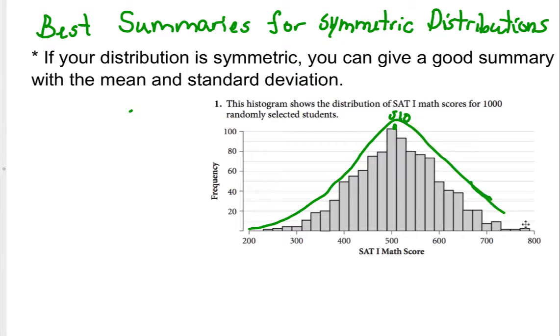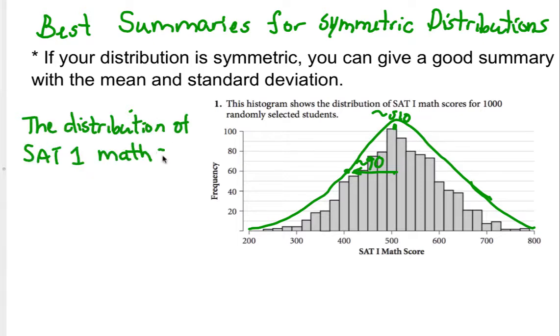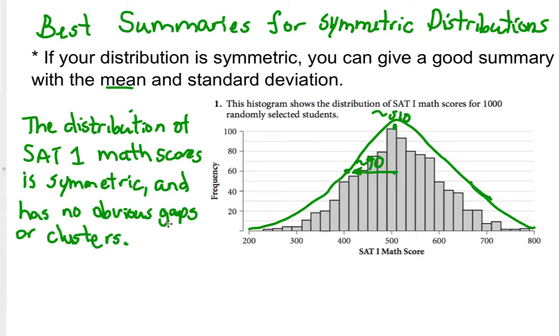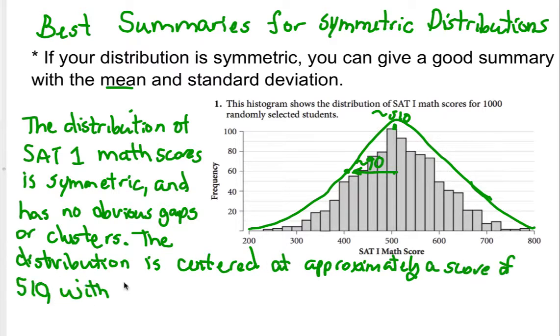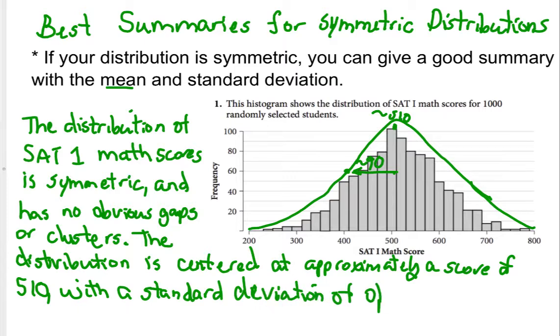I'd say a standard deviation is about where I switch my inflection from concave up to concave down, and then concave down to concave up. And I'd say that distance is about 90. Again, all I'm having you do right now is to estimate based on the picture. We'll learn how to find these exact values later. I've got a sentence summarizing this distribution using our summary statistics. I'd say something like, the distribution of SAT 1 math score is symmetric and has no obvious gaps or clusters. The distribution is centered at approximately a score of 510 with a standard deviation of approximately 90.